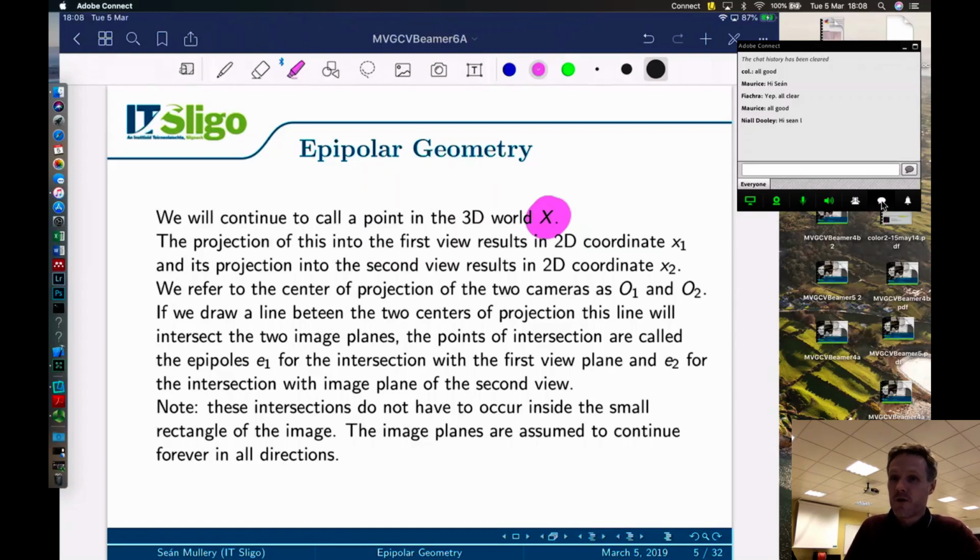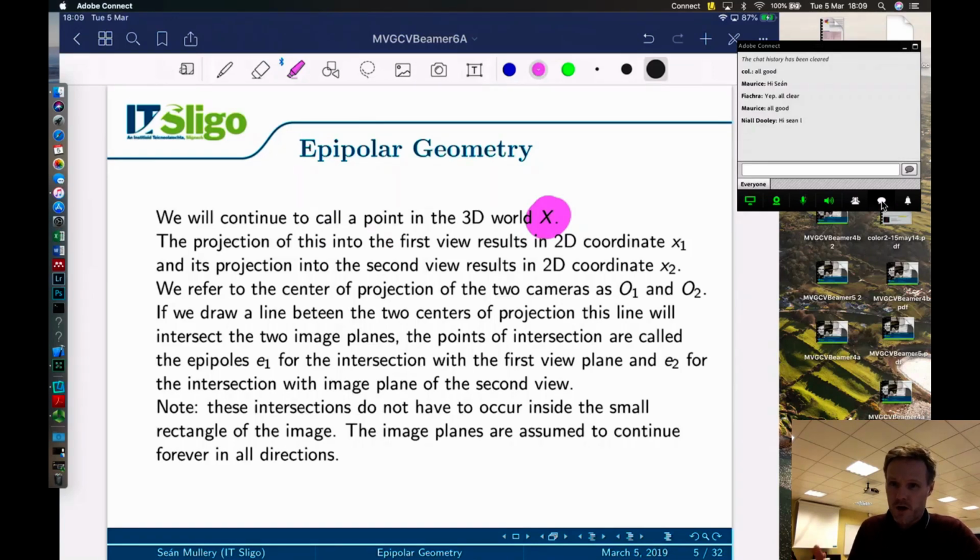For the moment, you can assume that it's the same 3D point called x, and it's projected into two camera views. The position in the first camera view is called x1, and the position in the second camera view is called x2. We refer to the centers of projection of the two cameras, the central points, as O1 and O2, because they're the origins that we're going to have.